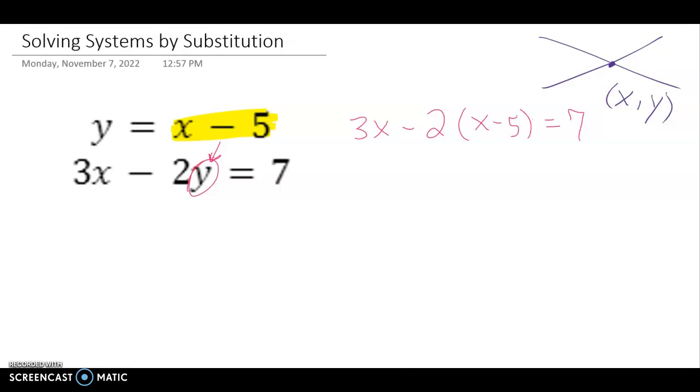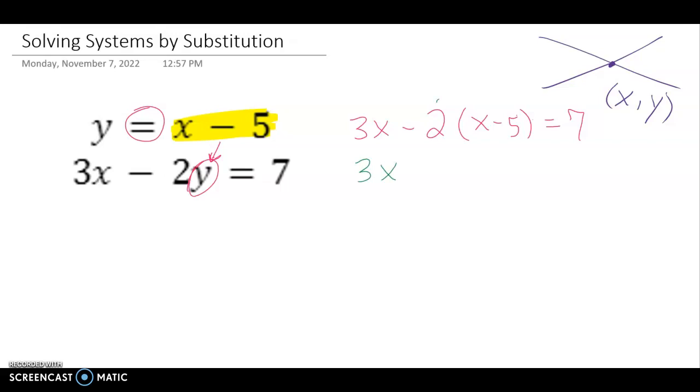Remember the reason why we're doing this, guys. y equals x minus 5. If two things are equivalent to each other, that means we can replace one with the other. So anywhere there's a y, I can substitute x minus 5. And that's what we did. Notice it's much easier to solve now because there's only x's. There's no y's anymore. So let's go ahead and start by distributing.